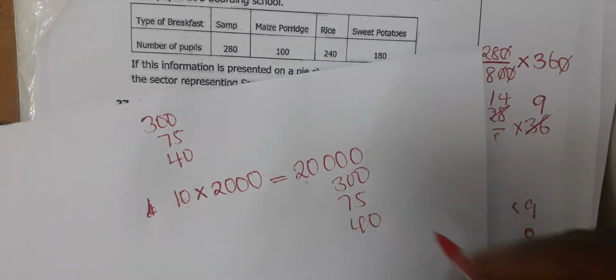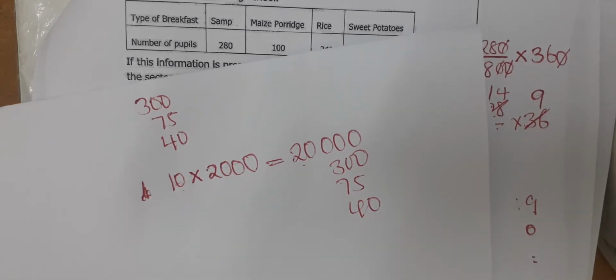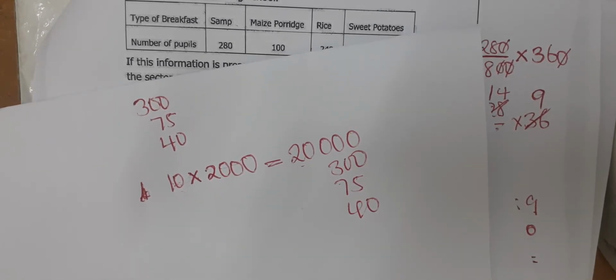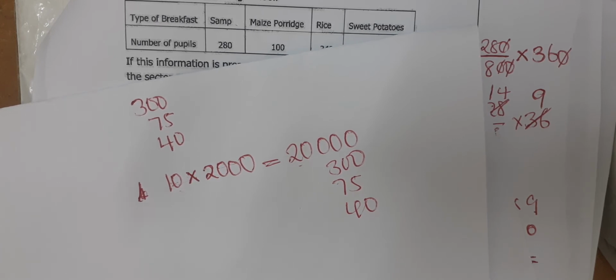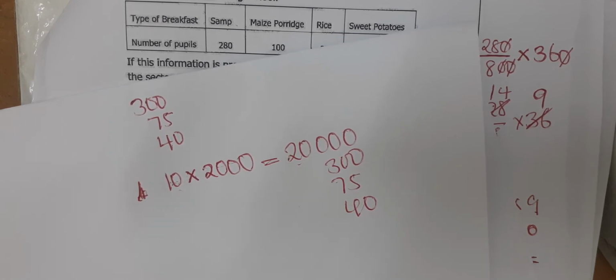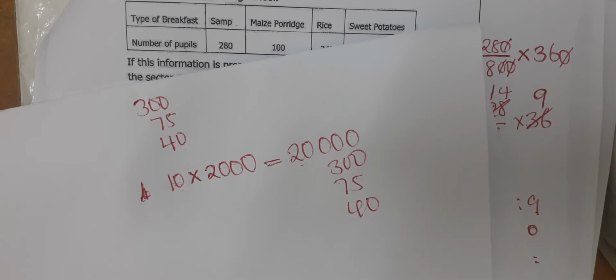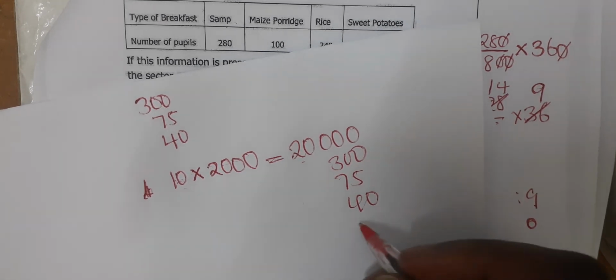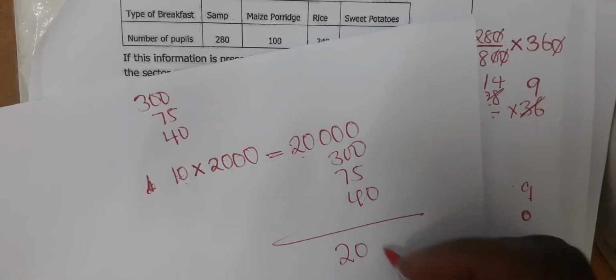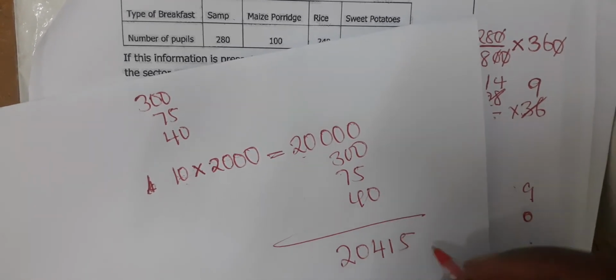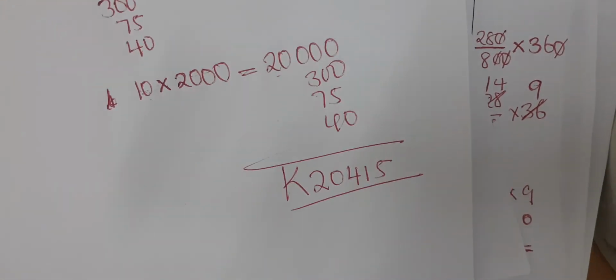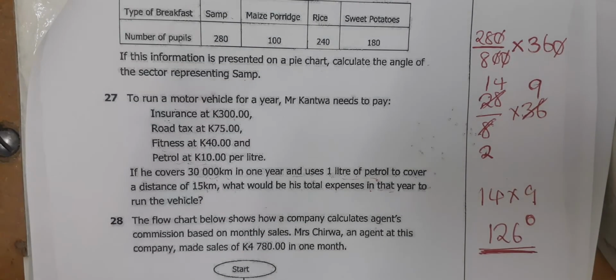375 and 40. Okay, we need to add them to that amount to get the answer. So let's try to add these amounts and see what we're going to get. I think we should be able to get 20,415 kwacha. Okay, this is what this person is supposed to get.